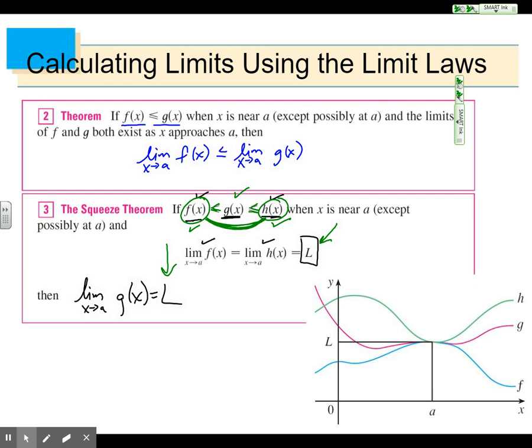If that didn't make sense, let's look at it graphically. All right, so we're getting close to A right here. And what happens is my h of x is always larger than my g of x when we're getting closer to A. And then my g of x is always larger than my f of x when I'm getting close to A. And so that means that my bottom guy down here, f of x, is always the smallest.